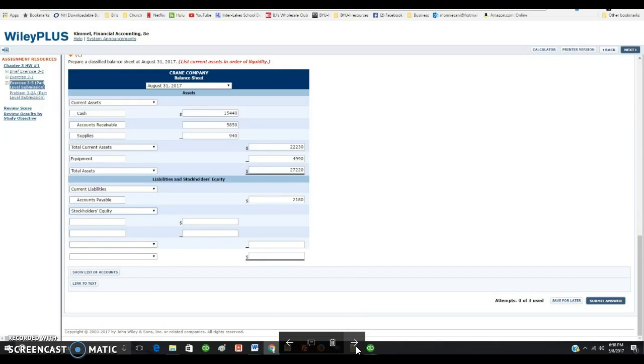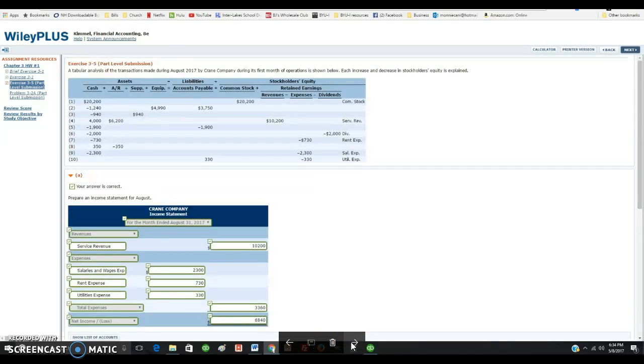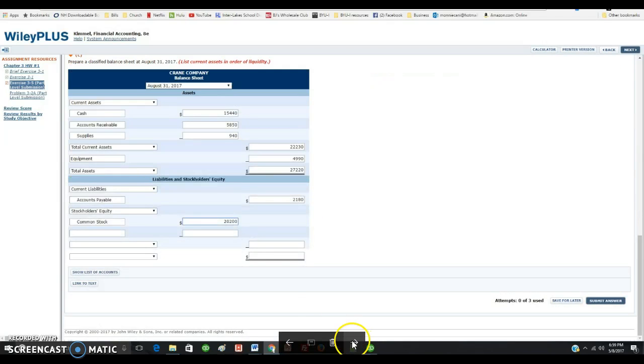And then the next item is stockholders' equity. That was all we had for the current liabilities. So we're moving on to stockholders' equity. We've got common stock listed first, and notice on common stock we have 20,200. That's the only item in this column. So we enter that there.